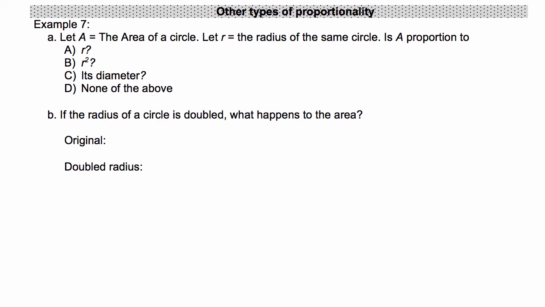Example 7. Let A equal the area of a circle and let R equal the radius of the same circle. Is A proportional to R squared, the circle's diameter, or none of the above? You may recall from your previous experiences working with circles that the area of a circle can be shown to be equal to pi times the square of its radius. That is, A equals pi r squared.